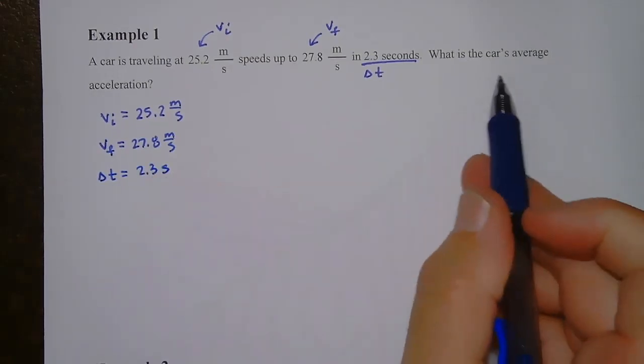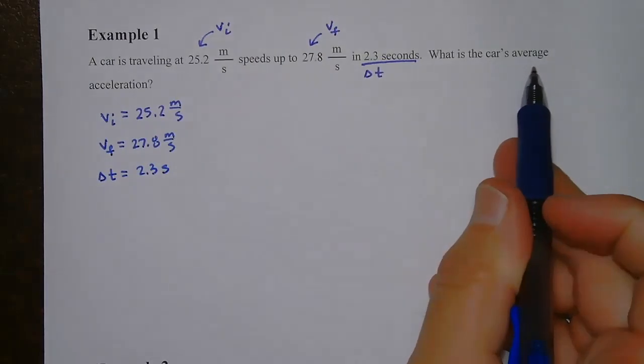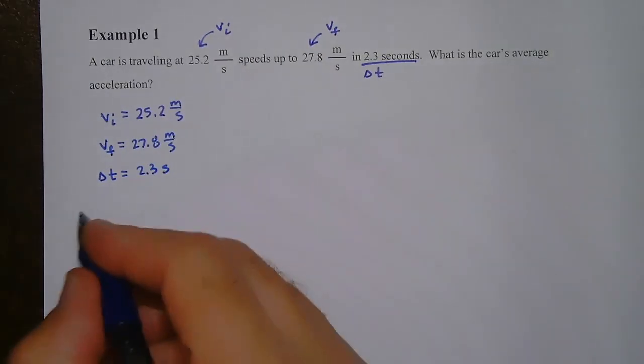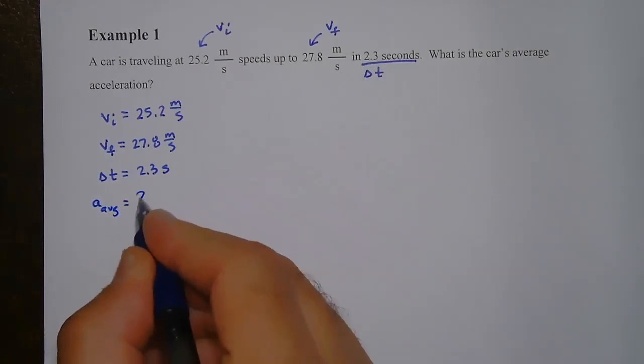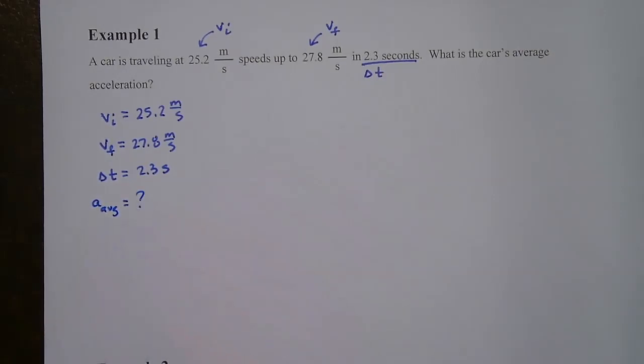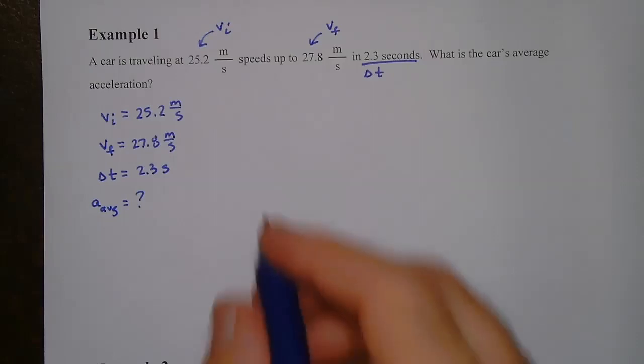And we're trying to find, and you always want to write also what we're trying to find, which is the car's average acceleration. So a average equals, you could also write a bar. I'm going to go back and forth. So you can use which method you like to show average acceleration. It's going to be your choice.